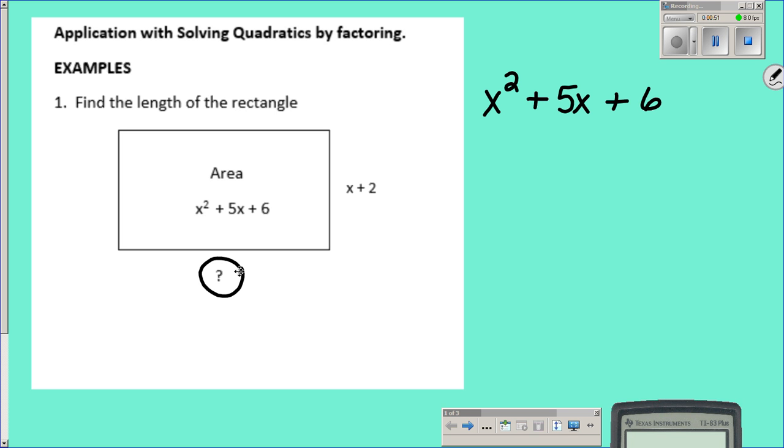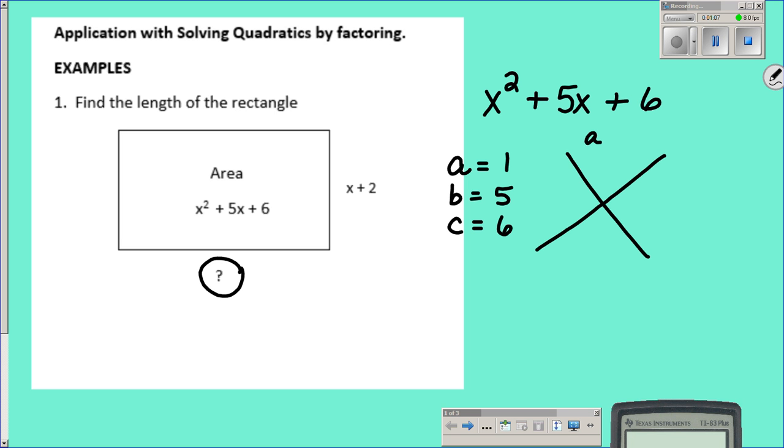Step 1, always check for a GCF. There's no GCF. So step 2, identify your A, your B, and your C values. A is 1, B is 5, C is 6. So in your X table, remember you're going to multiply A times C, so 1 times 6 is 6, and your B value goes on the bottom. We're looking for the factor pair of 6 that has a sum of 5, and that factor pair is going to be 2 and 3.